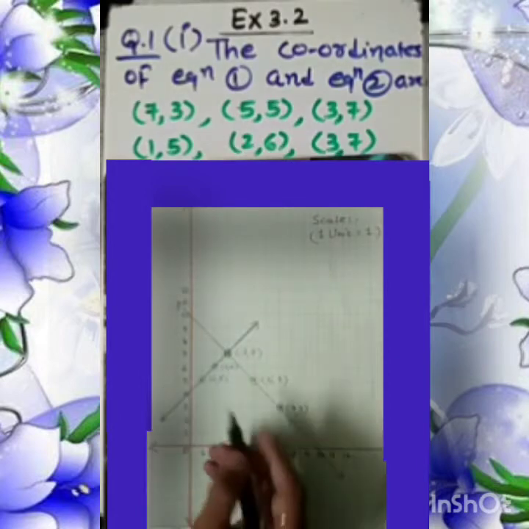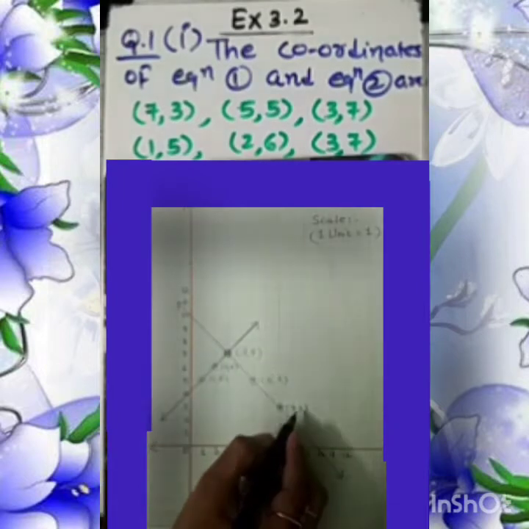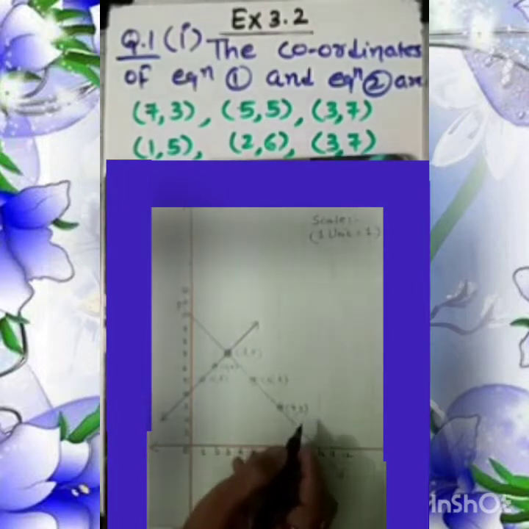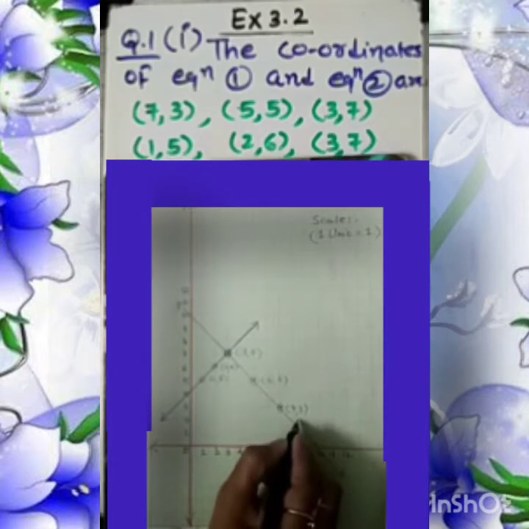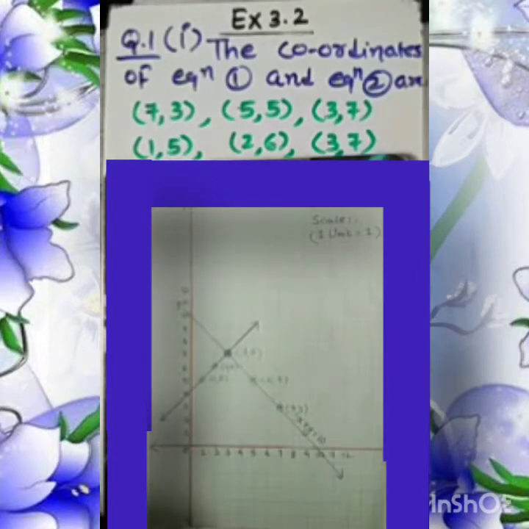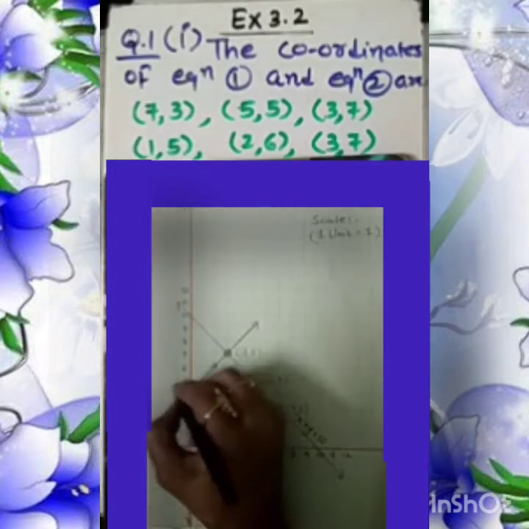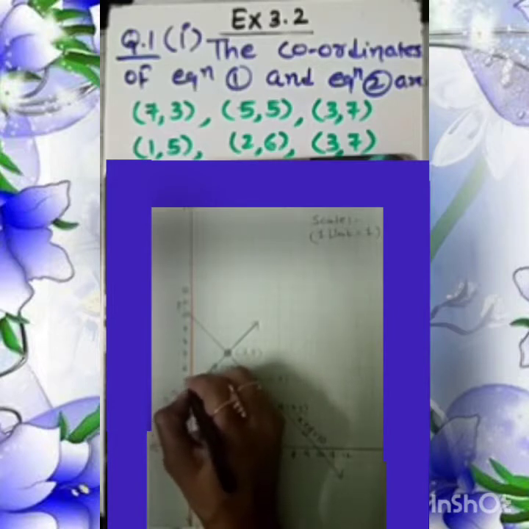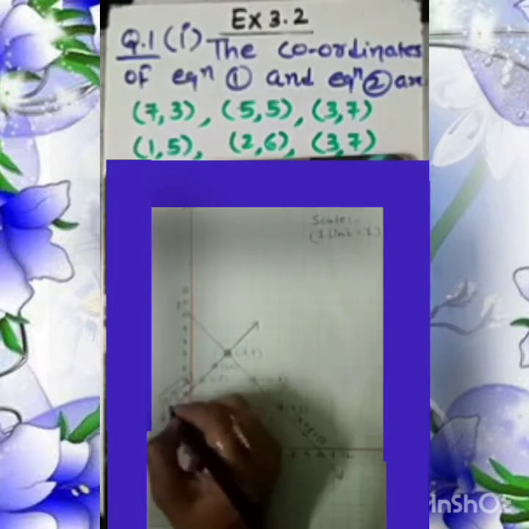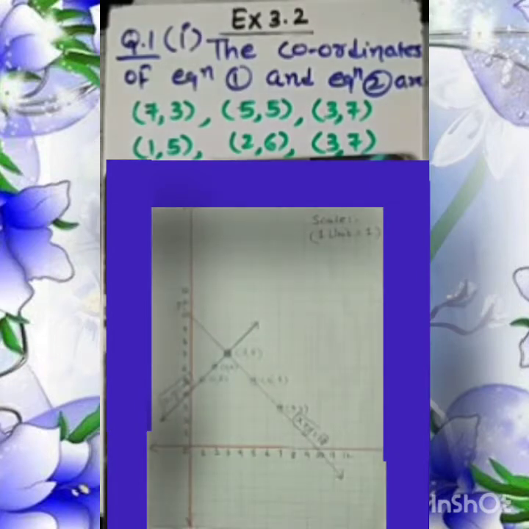Right? And what was the name of the equation? The name of the first equation here? We need to mention that this line is x plus y equal to 10, and the second was x minus y equal to minus 5. Right? So this is the complete solution.